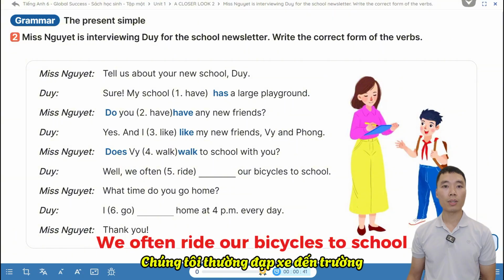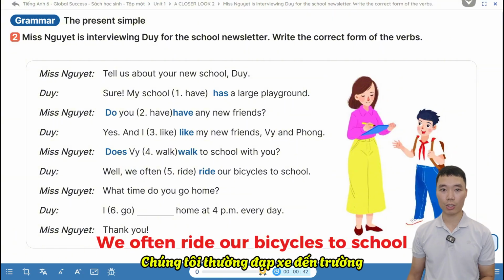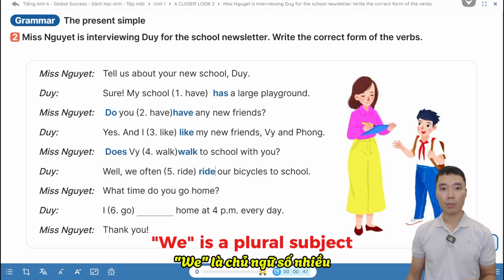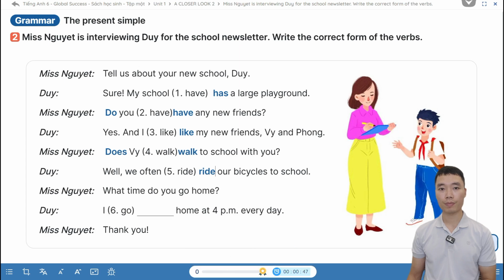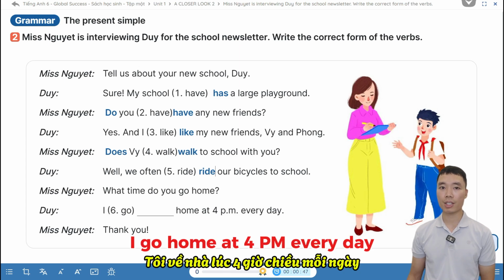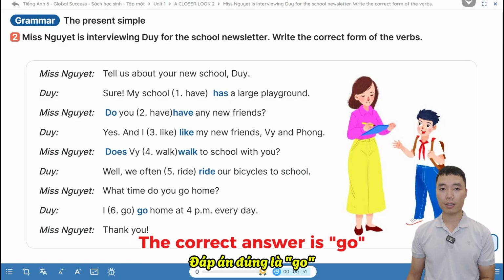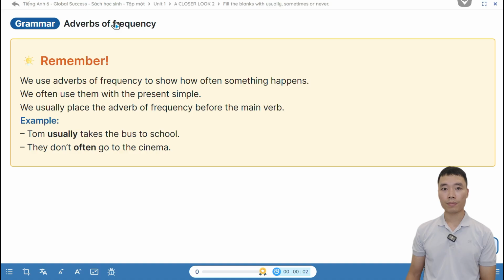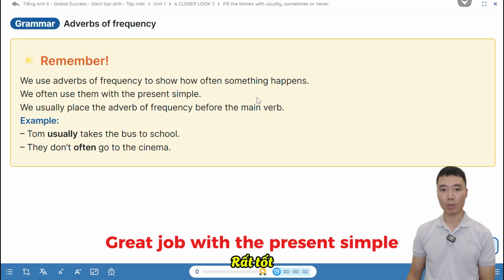Number 5. We often ride our bicycles to school. The correct answer is ride. We is the plural subject, so we use base verb. Number 6. I go home at 4 p.m. every day. The correct answer is go. With I, we simply say I go home. Great job with the present simple.